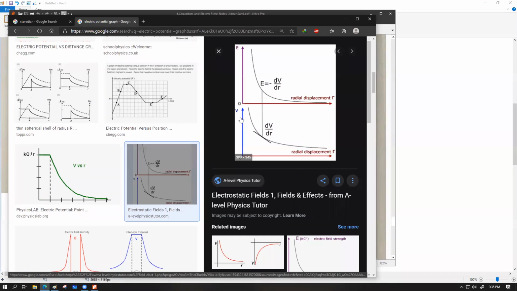If you have your V versus R graph that has a shape like this, Rafi, were you asking this? Yes, sir.